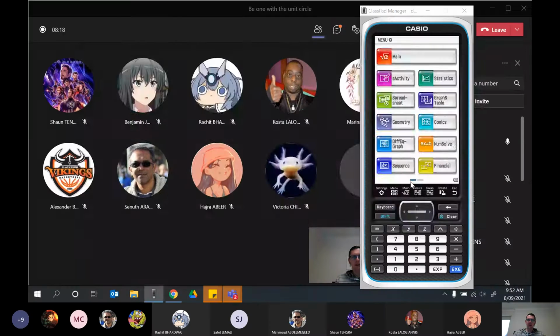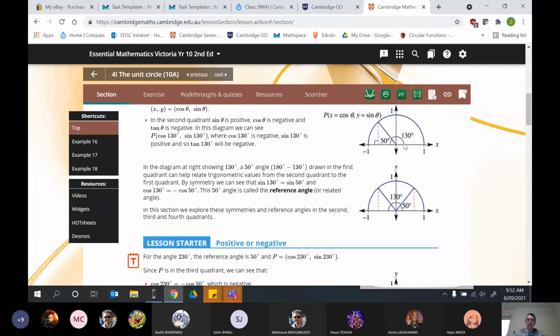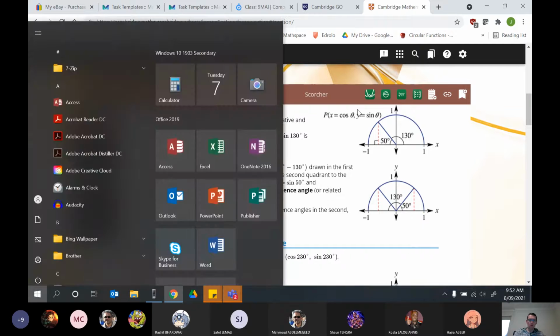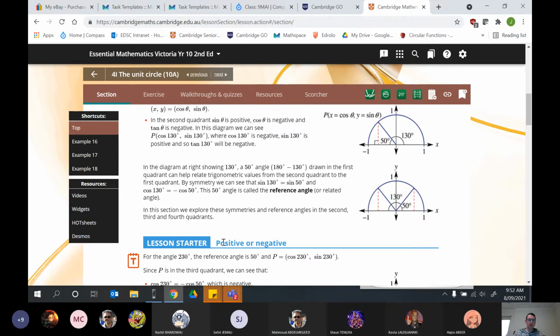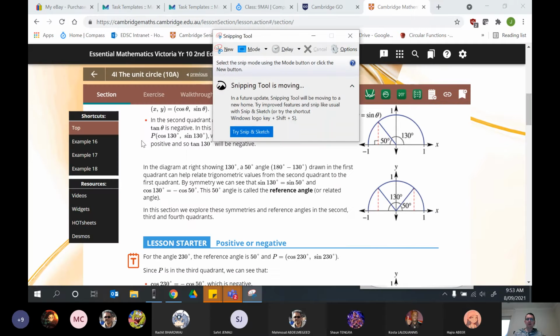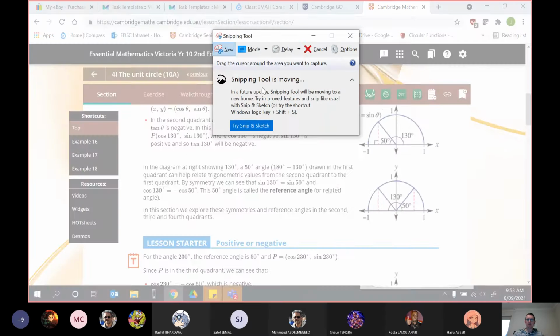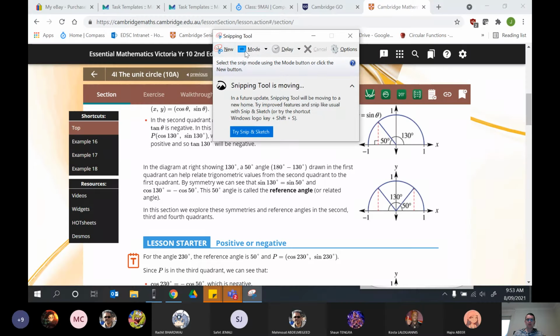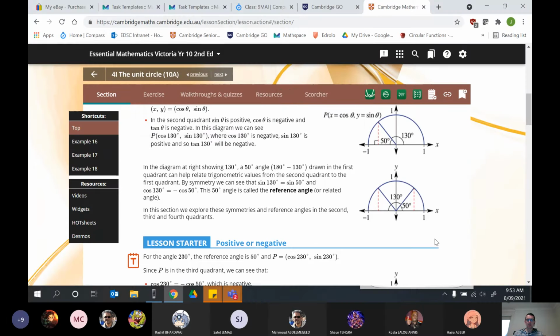So when we're looking at reference angles, if we've got 150 degrees, we can reference the angle to the 50 degrees in the first quadrant. What we want to find is the equivalent angle in the first quadrant, because it makes a bit more sense and we can really understand that. I'm just going to take a snippet of this.